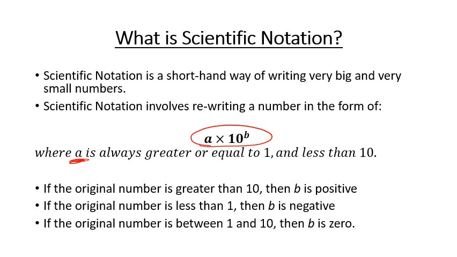Now, if the original number that you started with before you rewrite it in scientific notation is greater than 10, then your b value will be a positive number. If your original number is less than 1, then your b value will be a negative number. And if your original number is somewhere between 1 and 10, then your b value will be a 0. We're going to go through some examples of what that might look like.